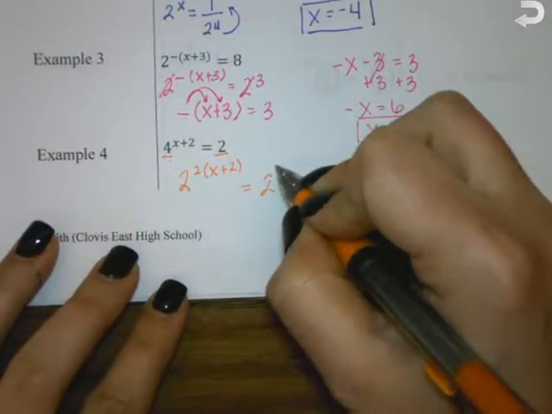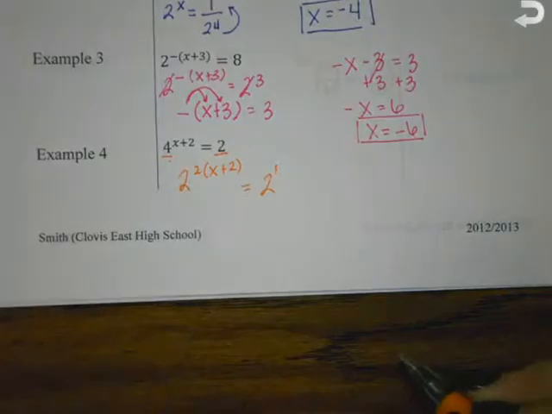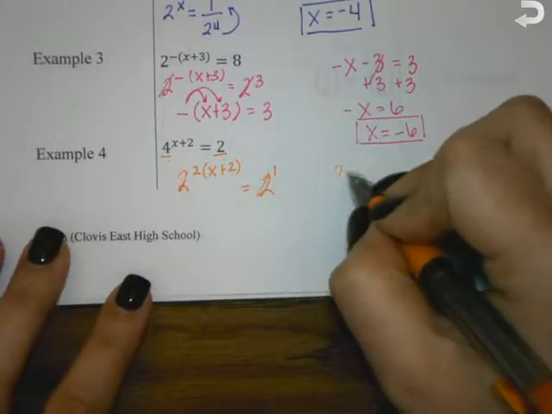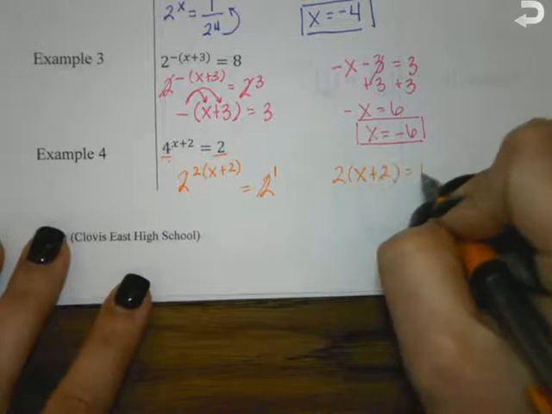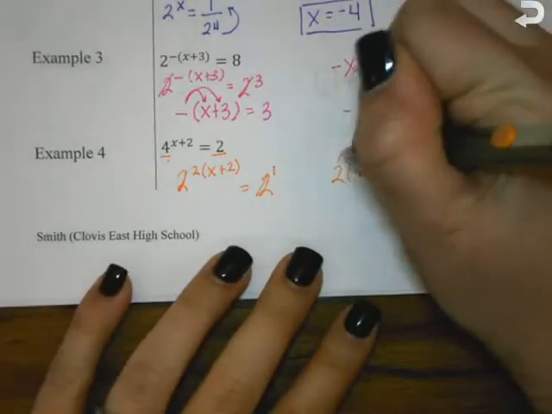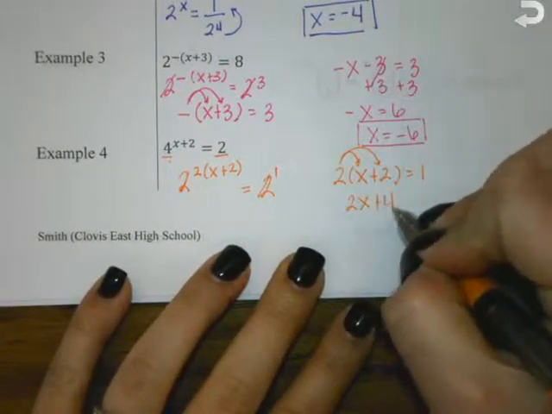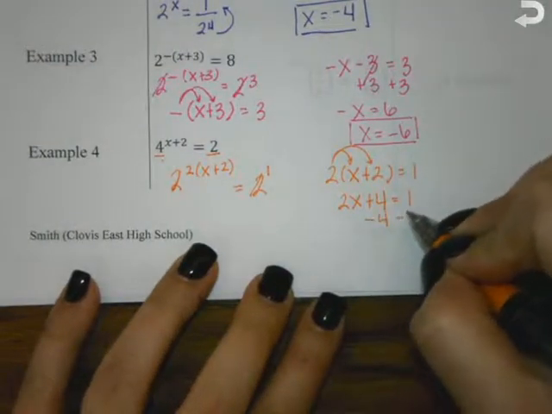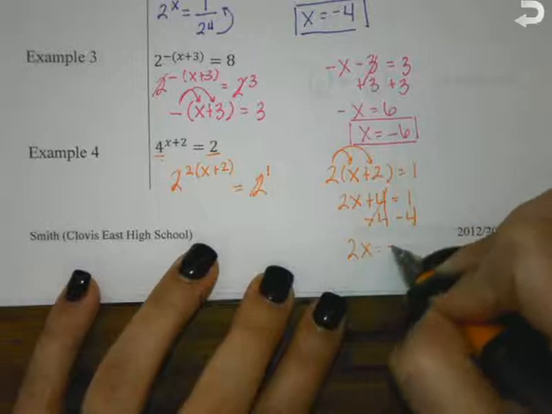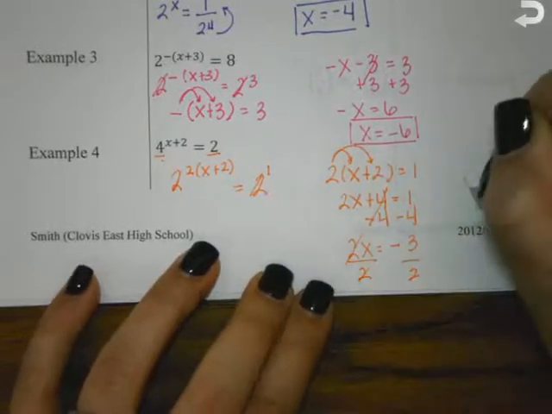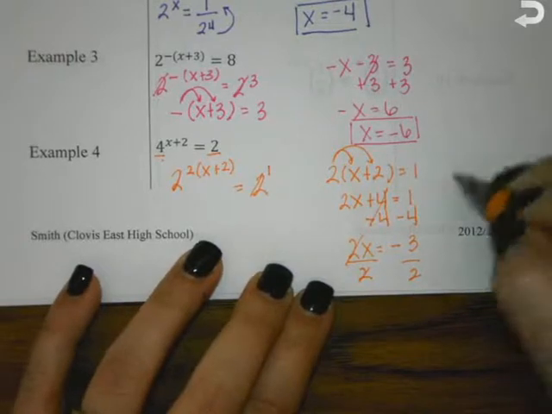1. Okay, so I started it for you. I want you guys to finish it. So the next step would be to drop the bases, and you get 2 times x plus 2 equals 1. Now finish the rest of it. Okay, guys, what would be your next step to solving for x? Distribute the 2. So 2x plus 4 equals 1. Then what? Subtract 4. So 2x equals negative 3, and then divide by 2. So x equals negative 3 over 2. It's okay to get a fraction. That would be your answer.